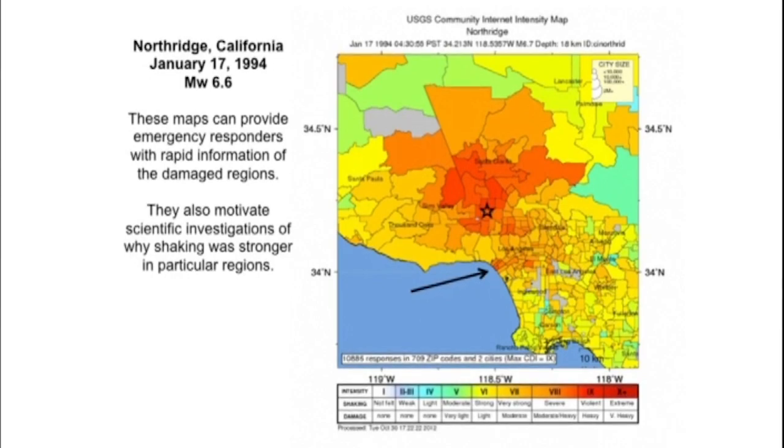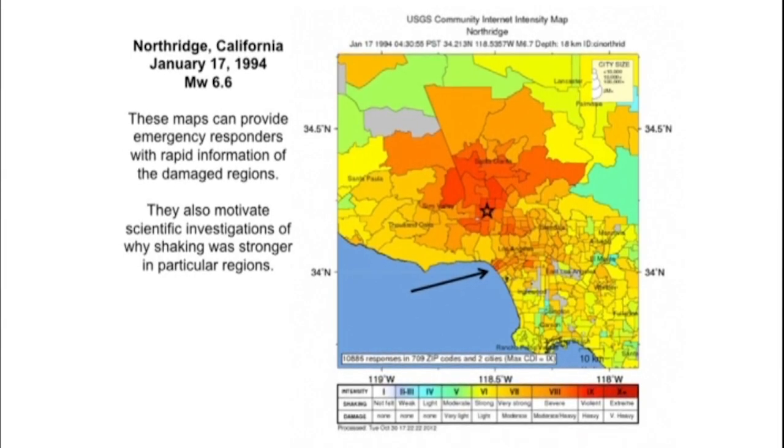This is Northridge, California, 1994. It caused $20 billion of damage, one of the largest financial catastrophes the country has experienced. This shows that the earthquake occurred in Northridge, and you can see that the shaking in red was violent to extreme in this particular region. Then generally things lessen as you go away from there, but where this arrow is, there's very strong shaking in Santa Monica.